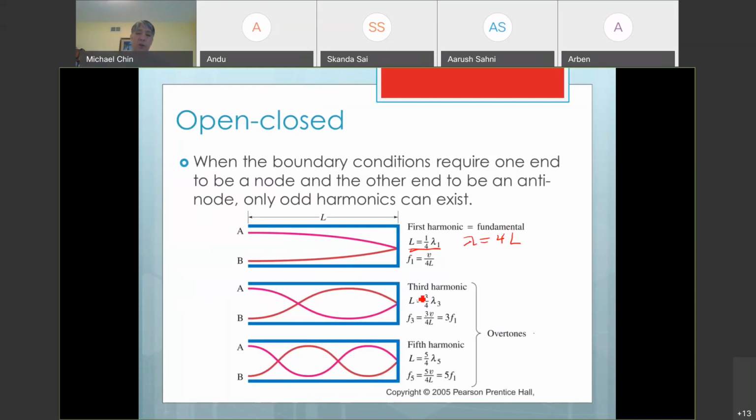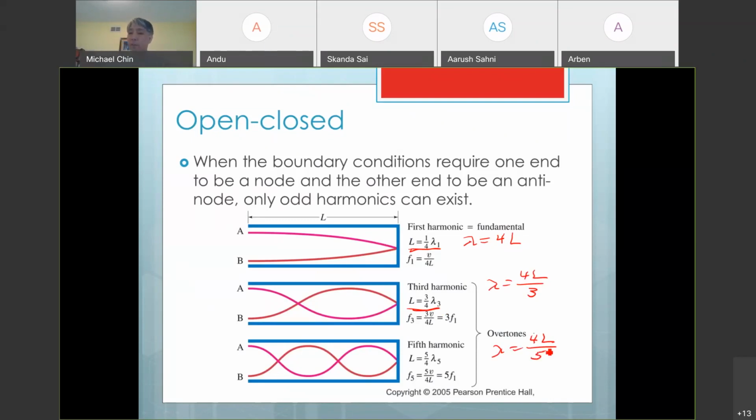Going to the third harmonic, because the second harmonic doesn't exist. The second harmonic would require me to have a node on one side and a node on the other side. That doesn't exist. I must be node-antinode. So that's why I go to the third harmonic. That one does exist. In this case, it's lambda equals 4L divided by 3. I'm just solving this equation. Next one, lambda is equal to 4L divided by 5, etc.